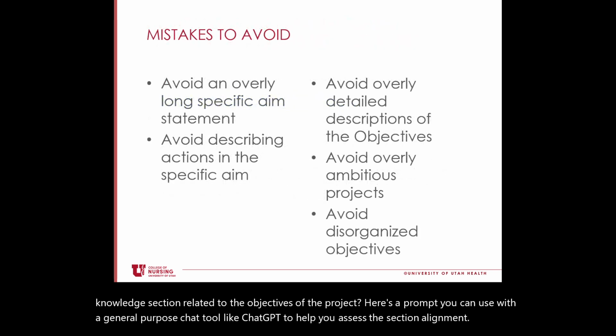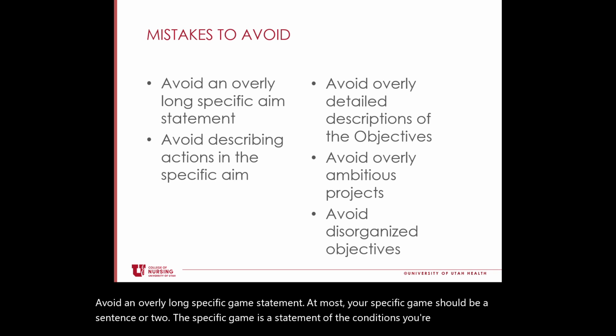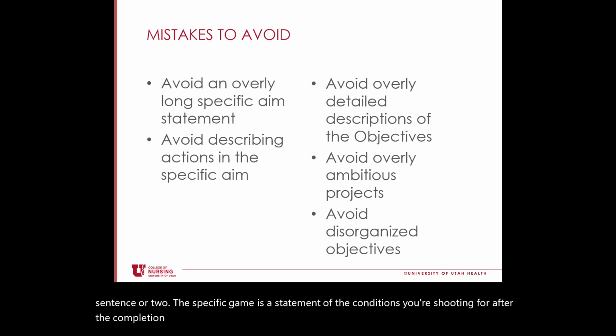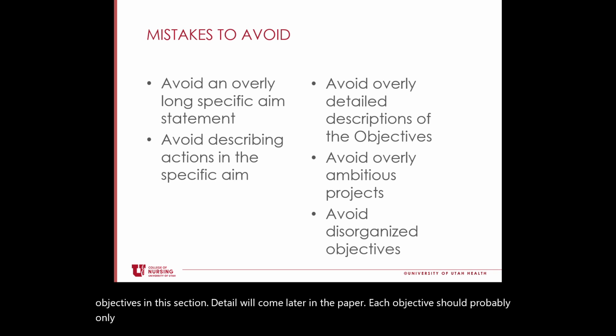Avoid an overly long specific game statement. At most, your specific game should be a sentence or two. The specific game is a statement of the conditions you're shooting for after the completion of the project if it is successful. Avoid extremely detailed descriptions of the objectives in this section. Detail will come later in the paper. Each objective should probably only be a single sentence describing the overarching goal of that objective.